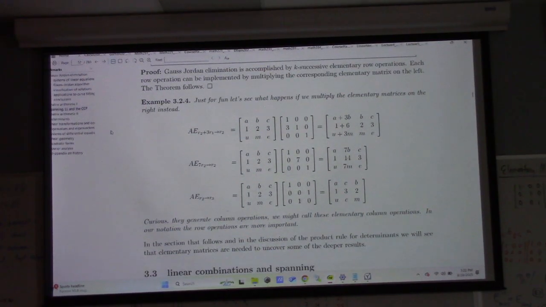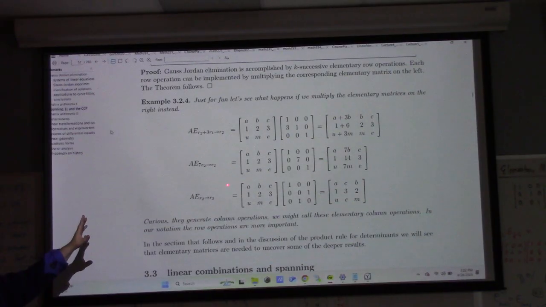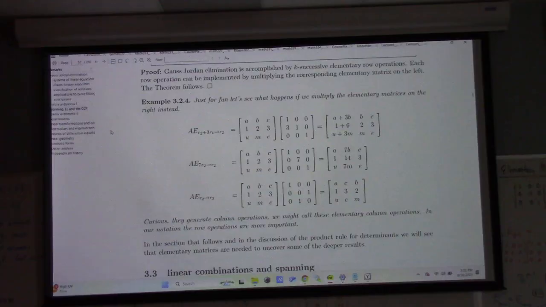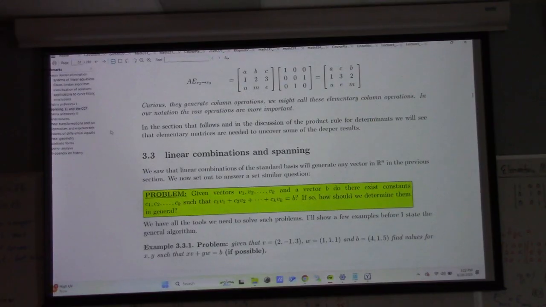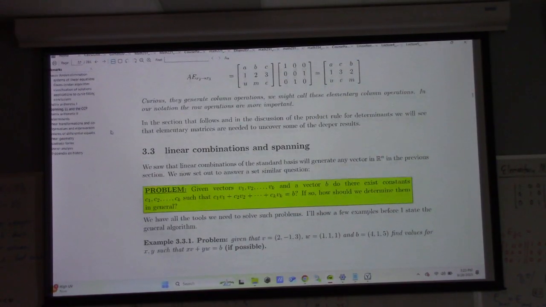This is just for giggles, but if you take the elementary matrix and you multiply on the other side, it does the same thing but with columns. So multiplication on the right gives you column operations, which I don't really do anything with. So yeah, there that is. So I've talked to you guys already about the linear combination problem.